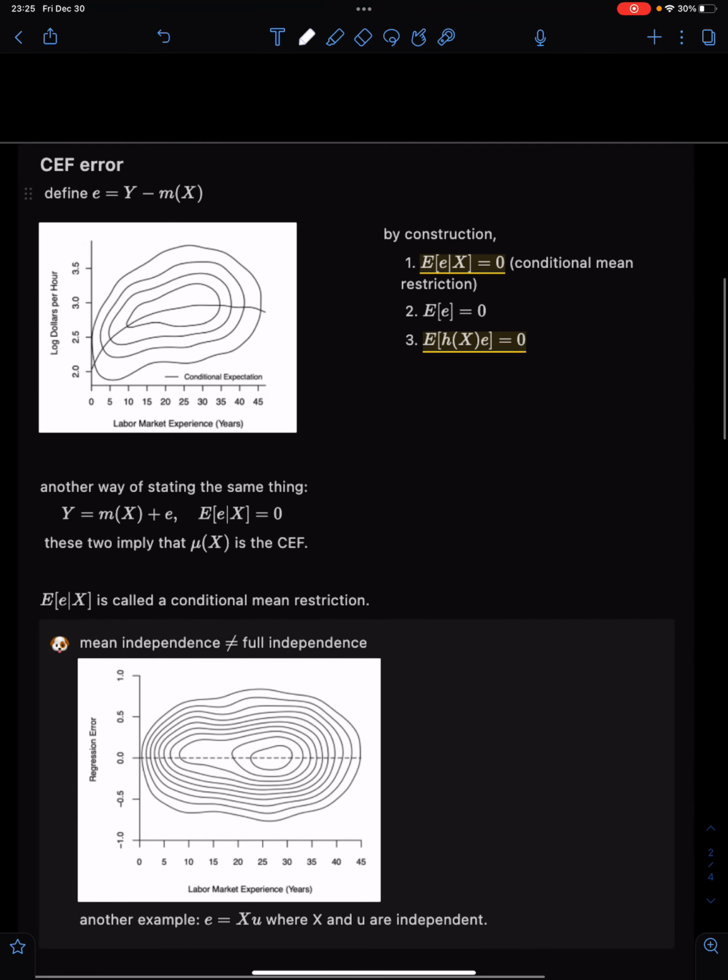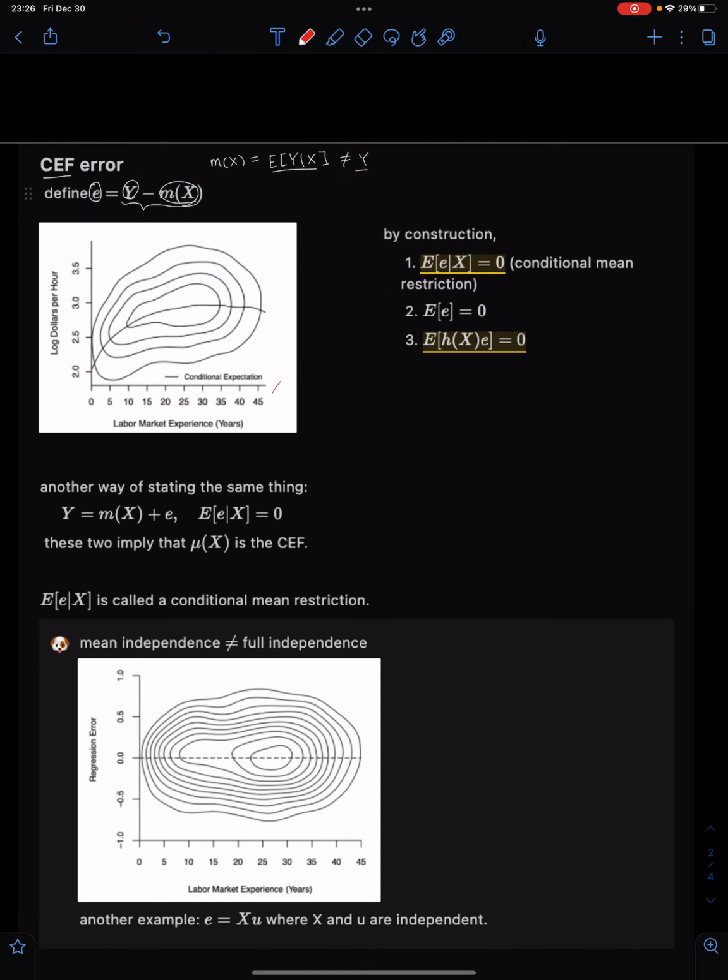So far, we have learned the conditional expectation function m of x, which is defined as the conditional expectation of y given x. And this conditional expectation will not be the same as y itself, and there will be an error associated between these two, and that error is called the conditional expectation function error. Let us define this error as e, which is defined as the difference between y and m of x.